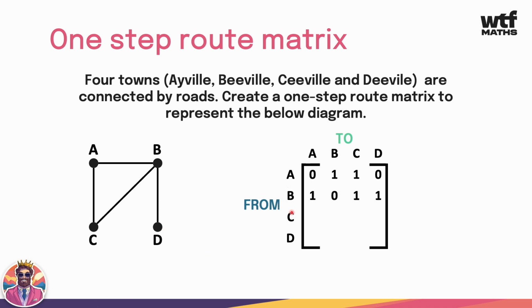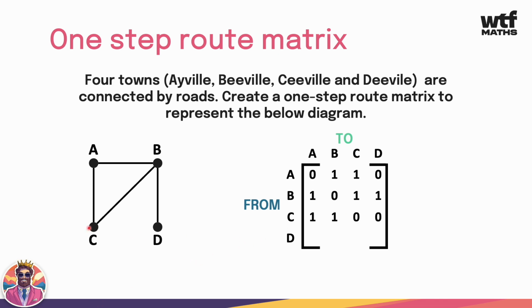So starting at B, there is only one way for me to get to A, so I have to take this road here. Starting at B, it's not possible for me to get back to B because I have to step down at least one road. Starting from B, there's one way to C, which is down here, and starting at B, there's one way to D down here. So hopefully that makes sense of those numbers there.